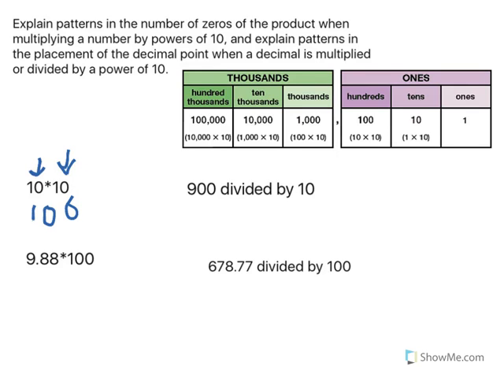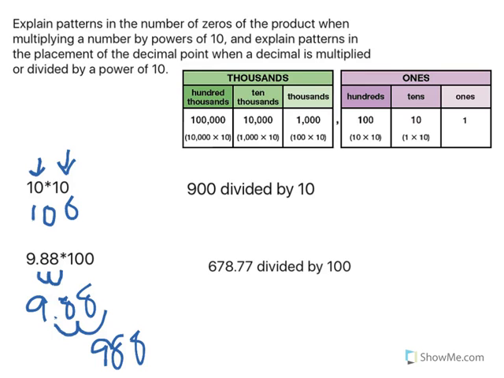Now for our second example below, we have a number that's not a power of 10 times a power of 10. The trick for this is when you're multiplying by a power of 10, you move the decimal point to the right as many places as there are zeros. So there are 2 zeros, so you can move the decimal point over 1, 2. So it would be 9.88. You move the decimal over 2 times, so your answer would be 988.